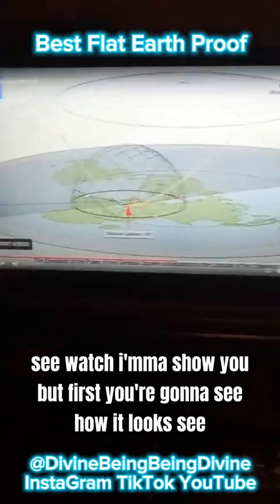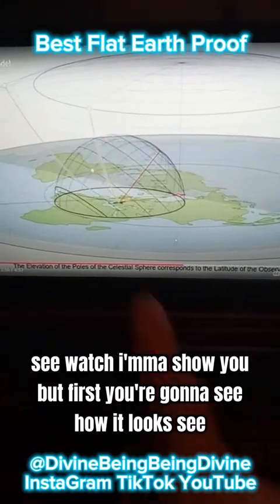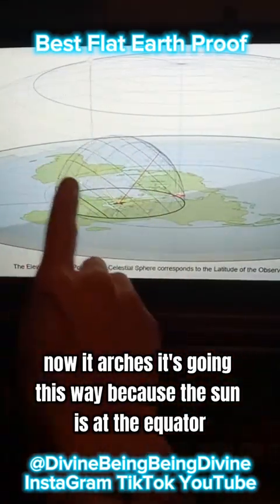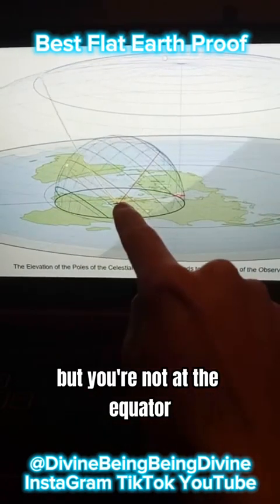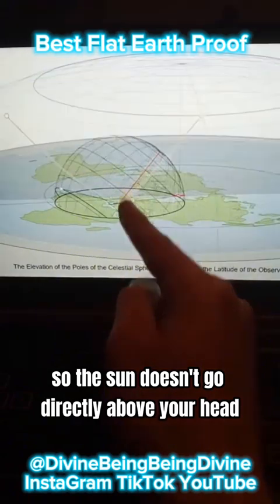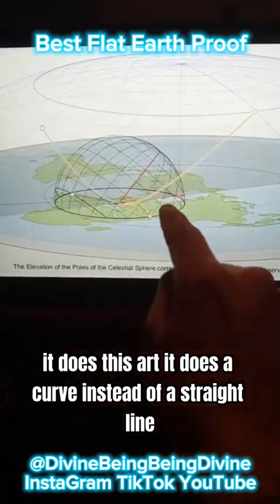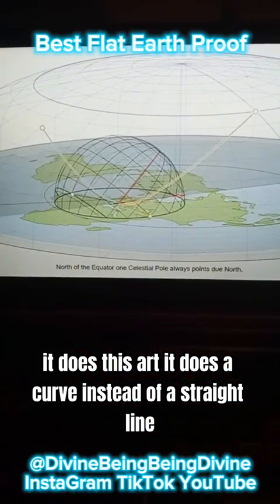See? Watch, I'm going to show you. But first, you're going to see how it looks. See, now it arches. It's going this way because the sun is at the equator, but you're not at the equator. So the sun doesn't go directly above your head. It does this arc. It does a curve instead of a straight line.